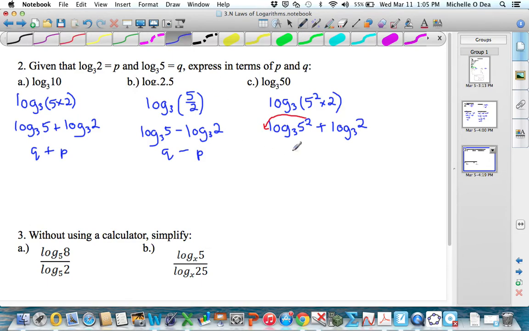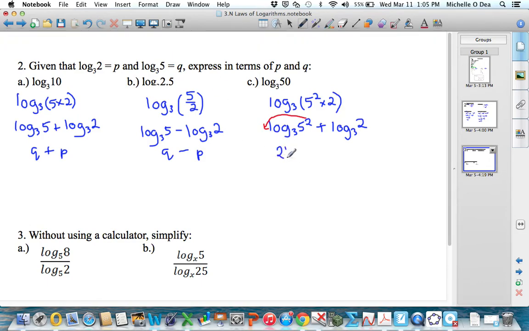So then I can rewrite that as 2 log of 5 base 3. And this one doesn't need to change because it's log of 2 base 3, which is exactly what we're given information about. So log of 2 base 3. And then again, it becomes an easy question. I have information about log 5. I know that that's equal to q.